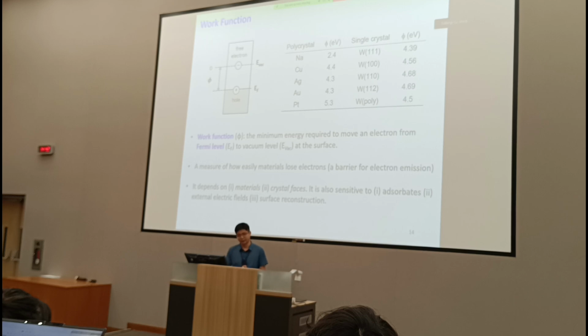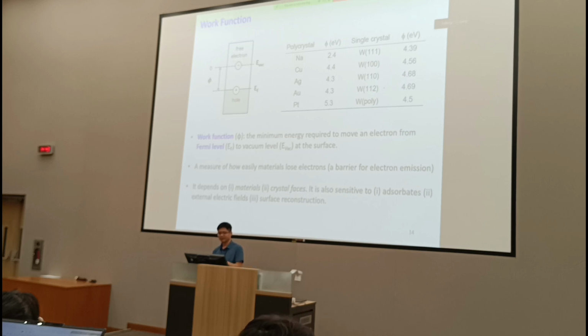Different materials show different energy barriers, different work functions. Here you see that sodium is very small, 2.4 eV, while copper, silver, gold, platinum reach 4.4 or slightly more. It also depends on the termination of the metal, for example the different kinds of faces. Tungsten can vary slightly from 4.39 to 4.69, depending on your facet, the crystal facet.